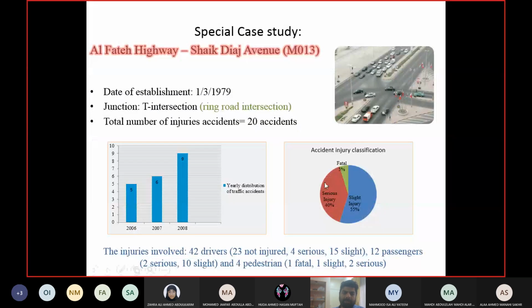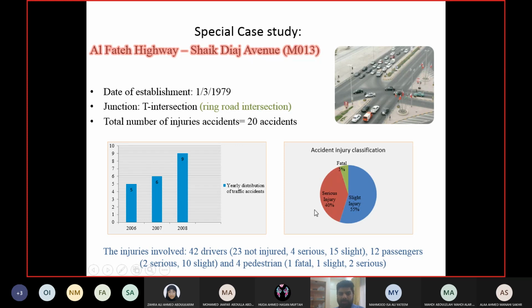So on this intersection, there have been 20 accidents in 3 years, which is considered as a lot by the General Directorate of Traffic in Bahrain. Anything which is more than 6 accidents per year is considered as dangerous. It's a T intersection, and it was established in 1979.